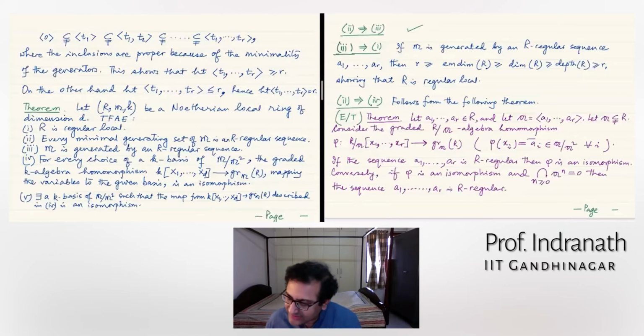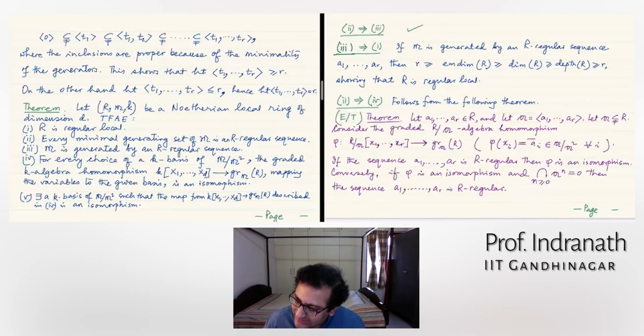Yeah, this 3 implies 1. I'm sure it's kind of obvious. So I'm proving 3 implies 1, and then I will handle 4 with 2. Okay. So if you know that M is generated by a regular sequence, then R is regular local.